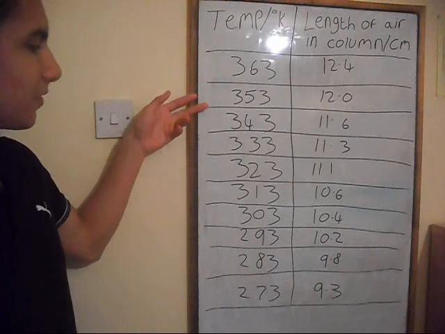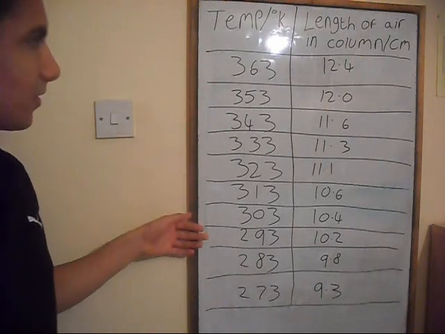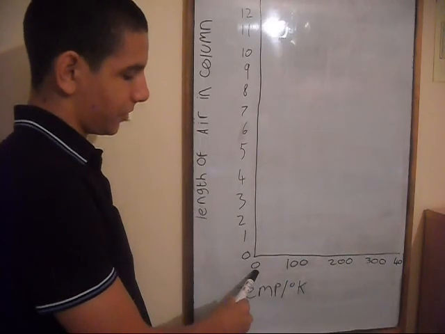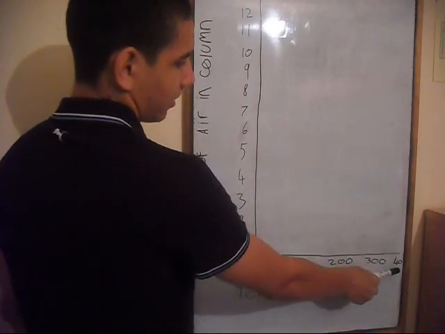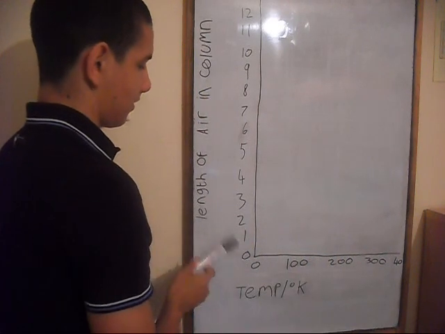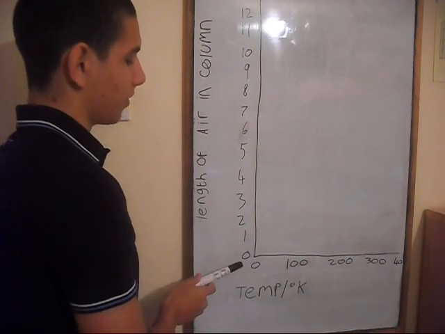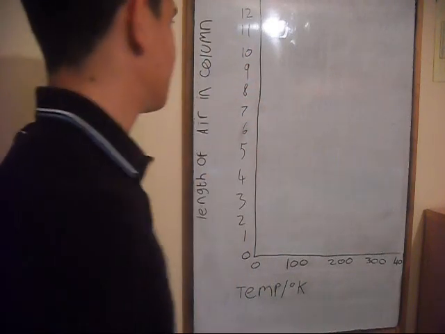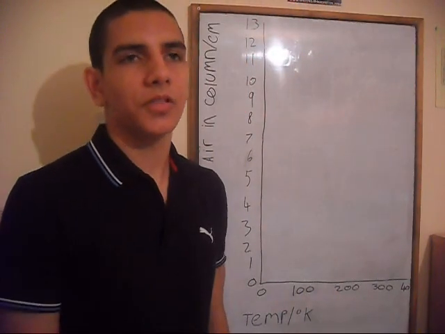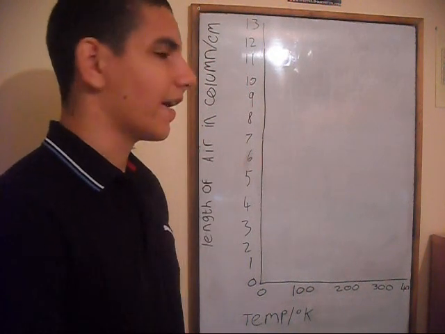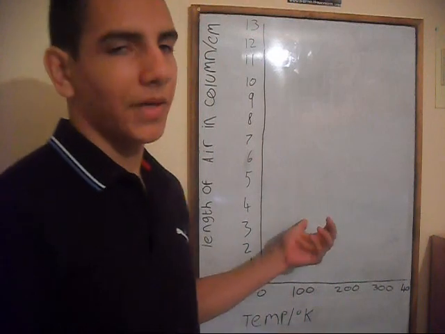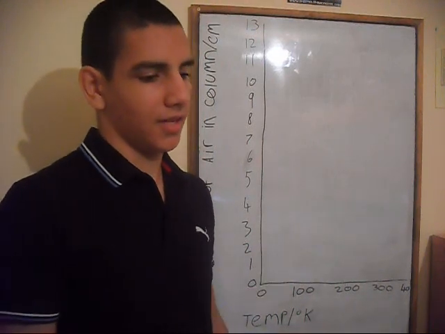After we obtain these results in a table, we put them in a graph like this. The graph has temperature from 0 to 400 degrees Kelvin against the length of air in the tube from 0 to 13 centimeters. Because it's going to be difficult for me to draw these points on here accurately, I've got a picture of my graph that I drew in class today. So what I'm about to do on here should look something like this.